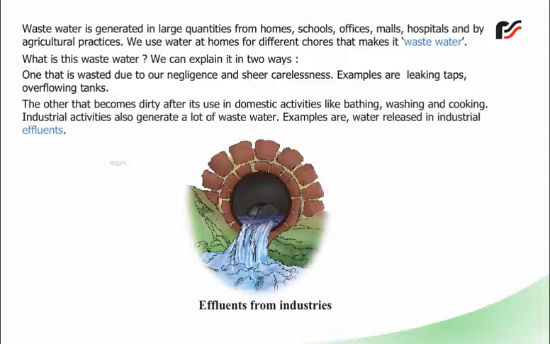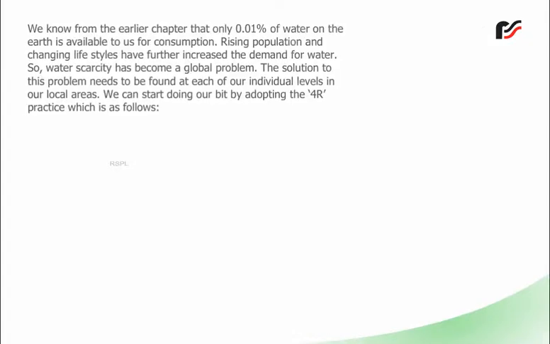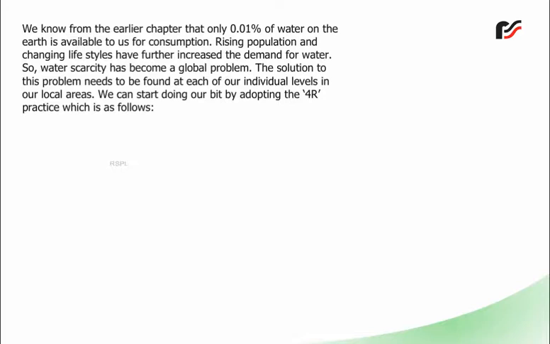Industrial activities also generate a lot of wastewater. Examples are water released in industrial effluent. We know from the earlier chapter that only 0.01% of water on the earth is available to us for consumption. Rising population and changing lifestyles have further increased the demand for water. So, water scarcity has become a global problem. The solution to this problem needs to be found at each of our individual levels in our local areas.